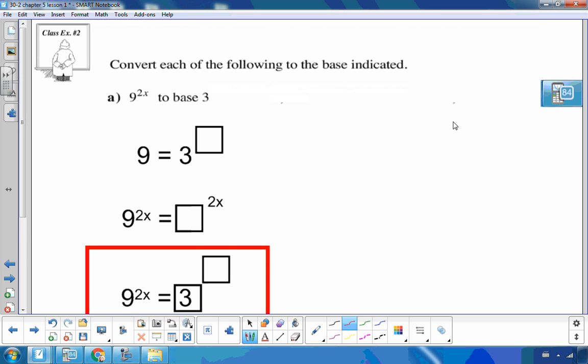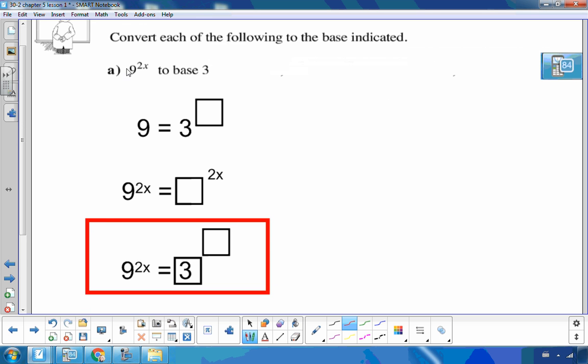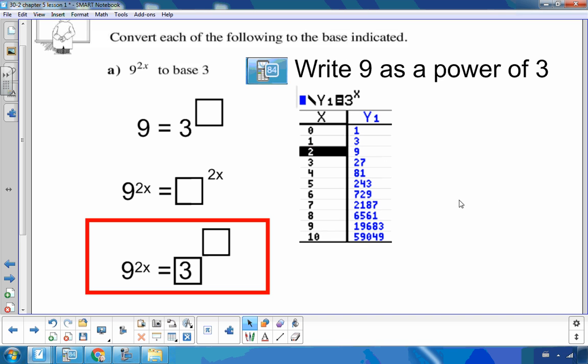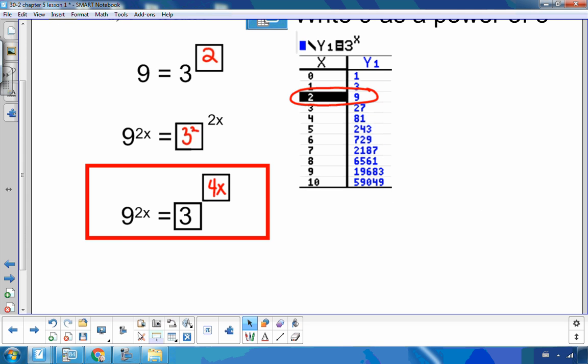So let's say I wanted to write it to the indicated base. If I want to write 9 as a base of 3, I'm just asking you to use powers of 3. So 3 to some exponent. I'm asking you which power of 3 is 9. And you can see right here that 3 squared is the same as 9. So since 9 is the same as 3 squared, 9 to the 2x will be the same as 3 squared to the 2x. And then of course we keep the base and we multiply the exponents together. So 9 to the 2x would be the same as 3 to the 4x.